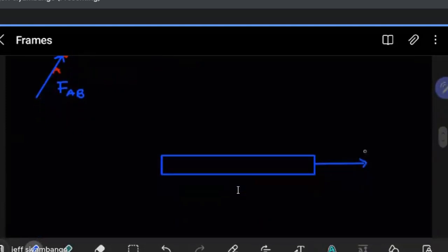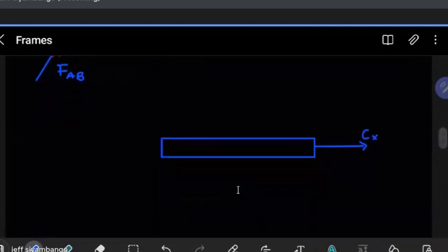Since that's point C, we'll say this is the reaction at C, but in the x-axis. The second reaction, let's take it to be downward. So say this is going to be the reaction at C, let's say in the y-axis. So here we'll have two reactions.